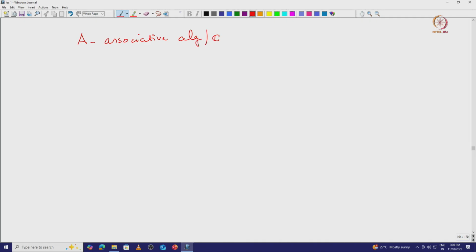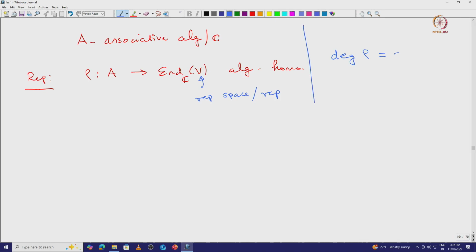Over C. So, let me quickly recall some of the terminologies that we introduced about representations of capital A. Recall that a representation is just an algebra homomorphism from A to endomorphism of V, where V is a vector space over C. This is an algebra homomorphism, and this is what we call a representation. This V is called a representation space or just a representation, and we also call the degree of the representation the dimension of V over C.